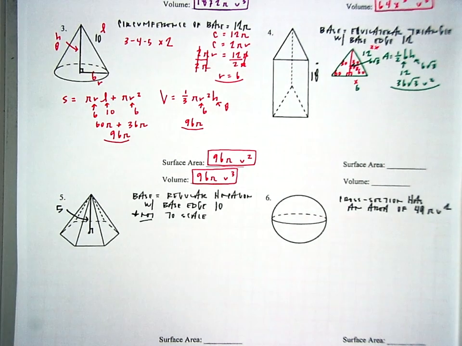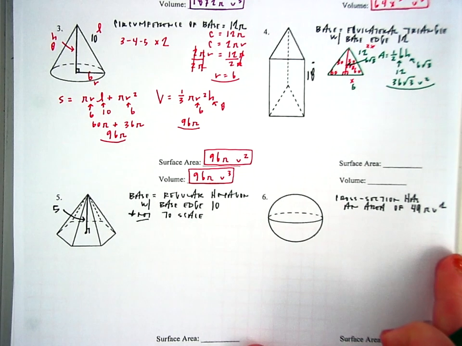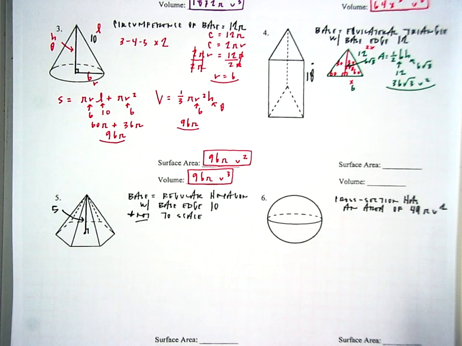Okay, absolutely crucial with the prisms to have the right base area, because if we don't, right, we're gonna get a surface area that's wrong. We're gonna get a volume that's wrong also. Okay, so now building off of that, so surface area.